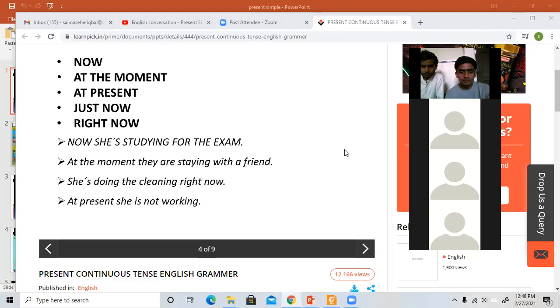We are learning present continuous tense. What are we doing right now? We are learning present continuous tense.